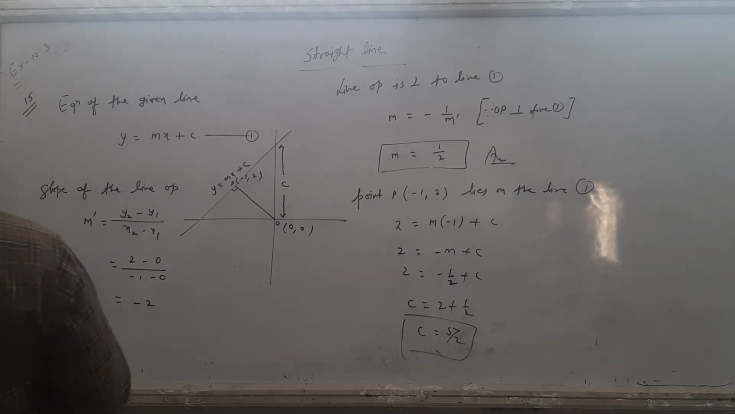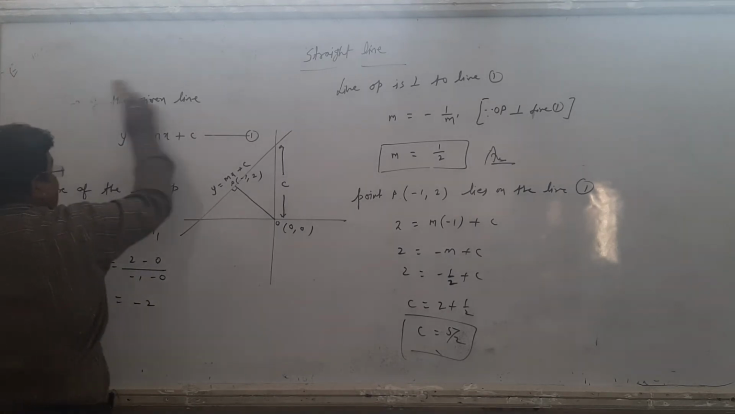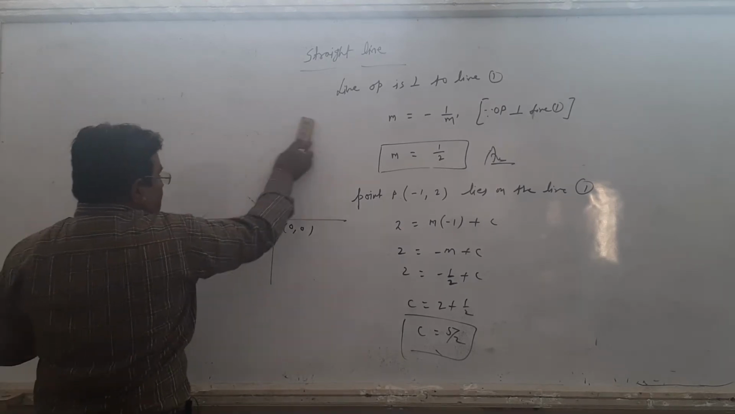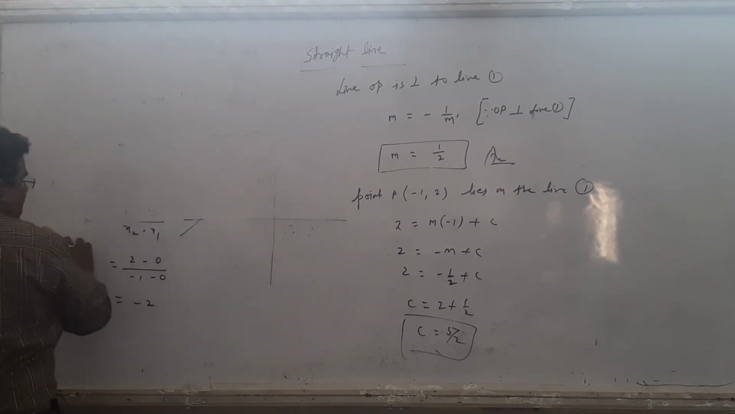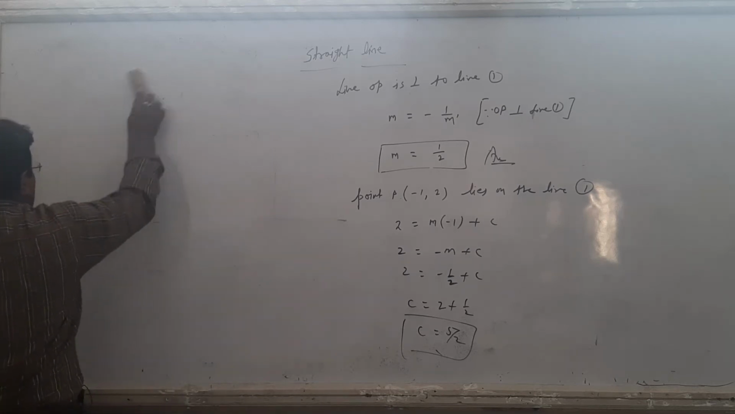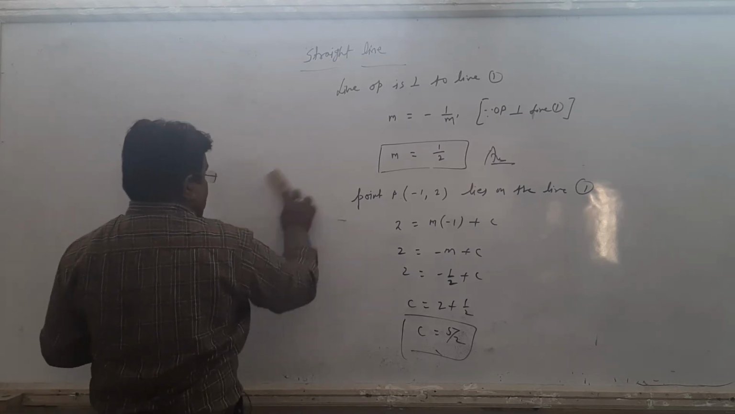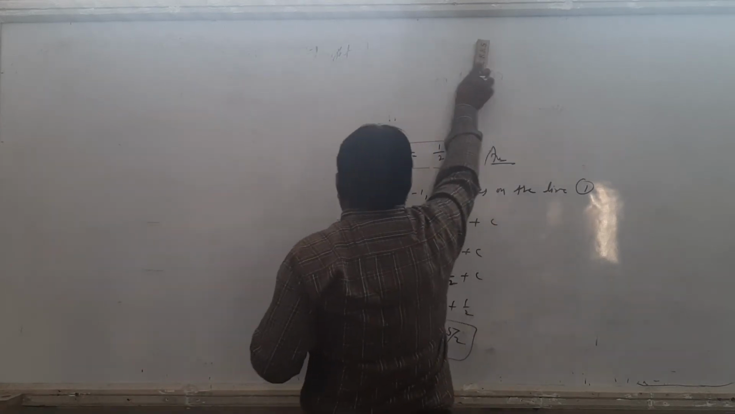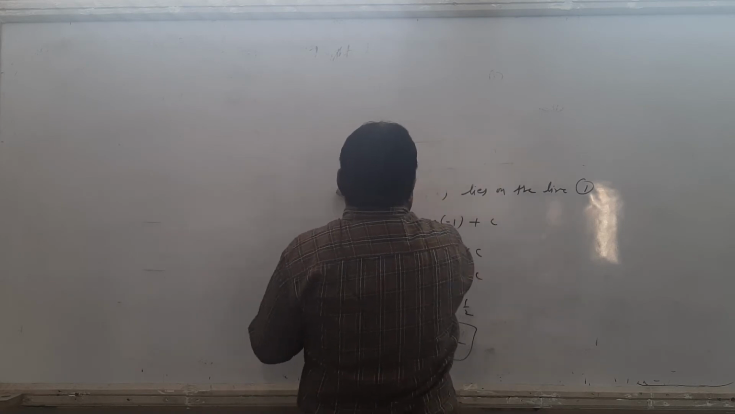Now question number 17 is again a very important question. Then three vertices of a triangle are given, and find the equation of and length of altitude from the vertex A. This is a very important question.